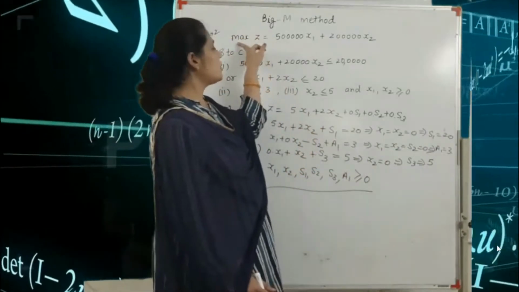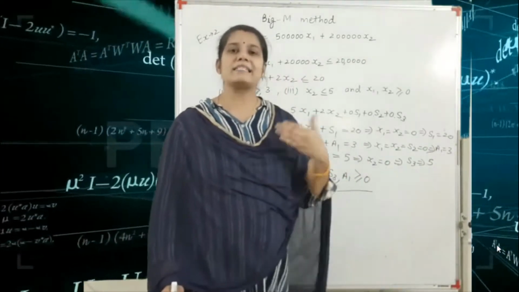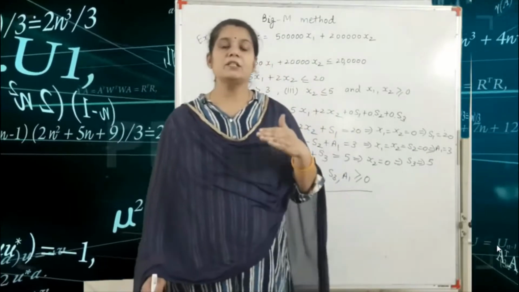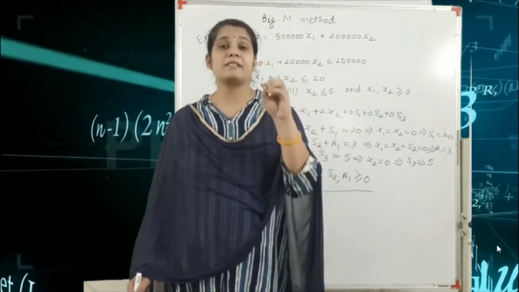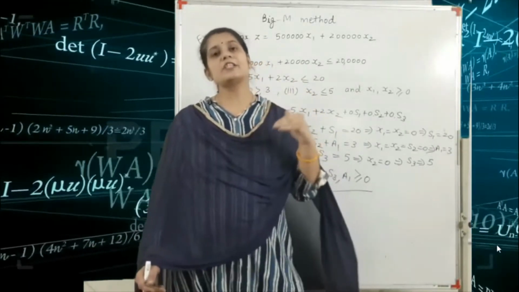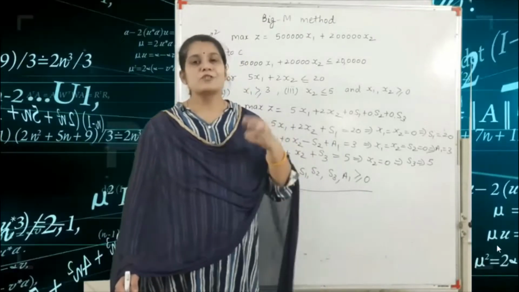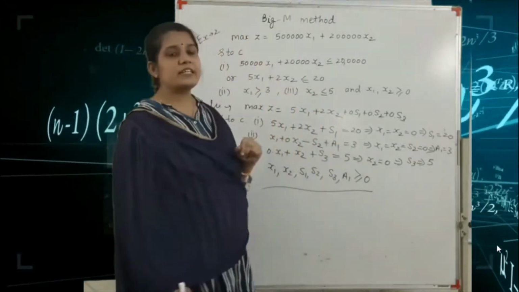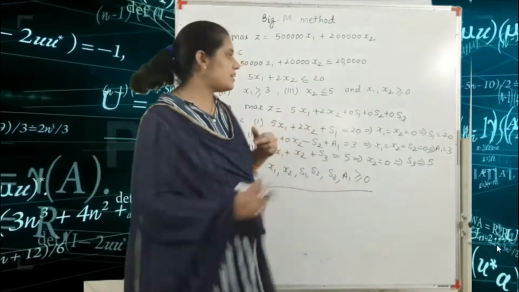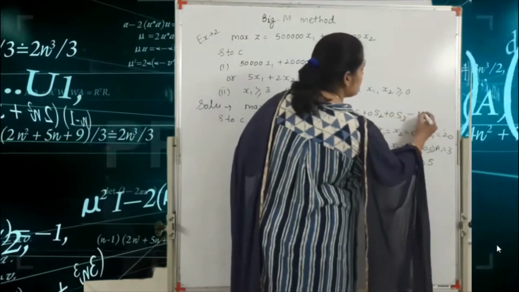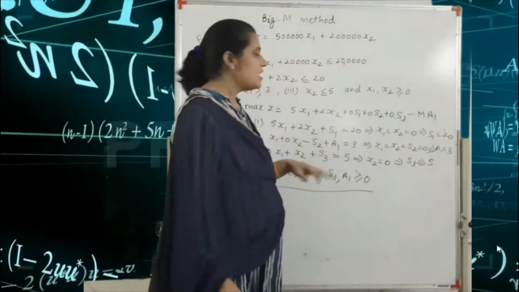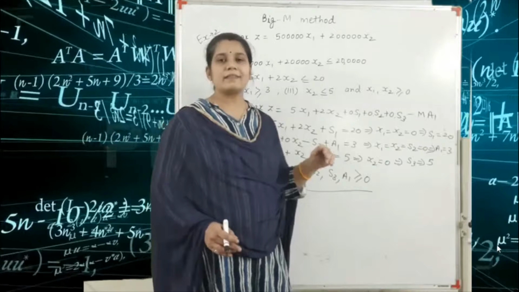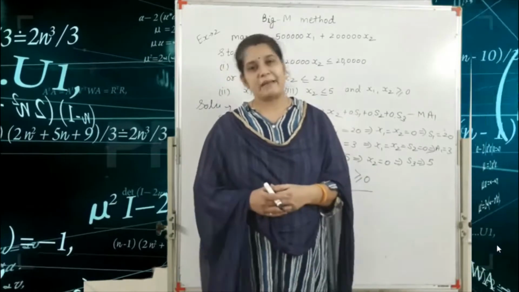So according to our question, if your question is given in the maximization format, the coefficient of the artificial variable you always write as minus capital M. And if your question is given in the minimization format, you write plus capital M. Here our question is given as maximize Z, so we write minus capital M. According to this modification, we make the table 1, or initial table.